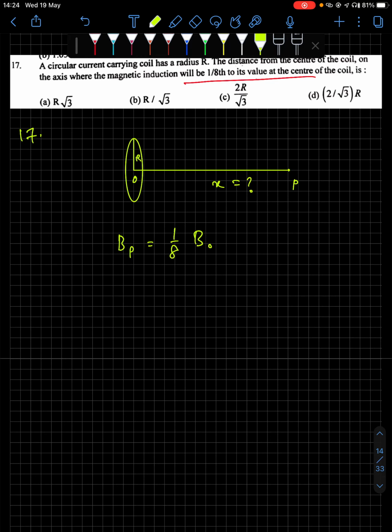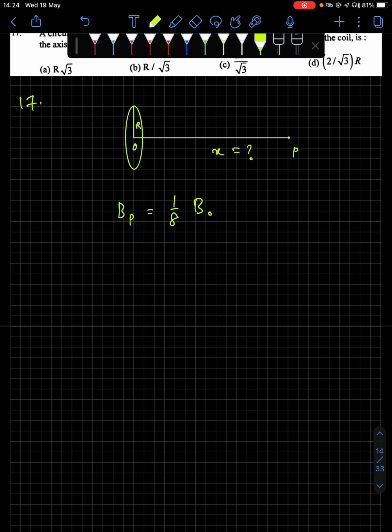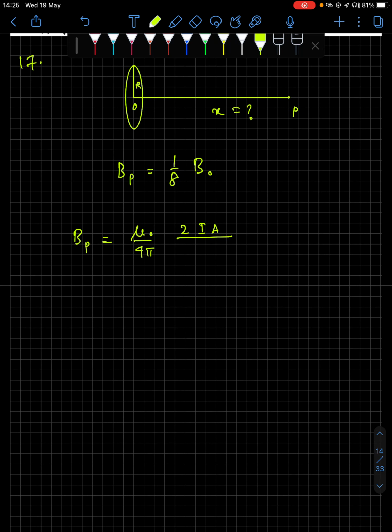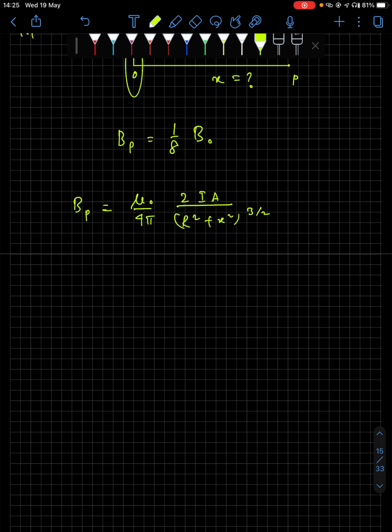Now we know the field at a point on the axis, BP, as in our present case, is mu naught by 4 pi, and 2 NIA we had in the relation. But in the present case our number of turns in the coil is 1, so you'll have 2 IA divided by R square plus X square to the power 3 by 2. Now this capital R, we used it as small r previously.